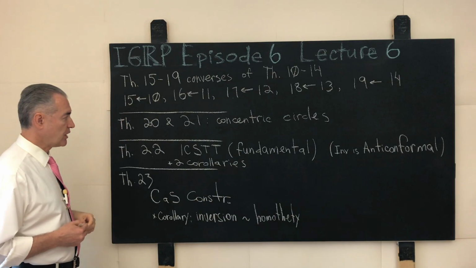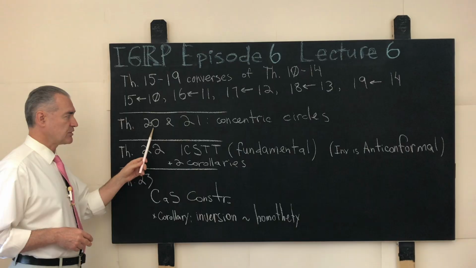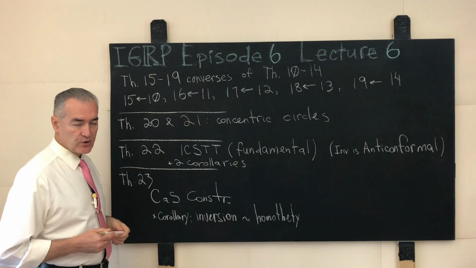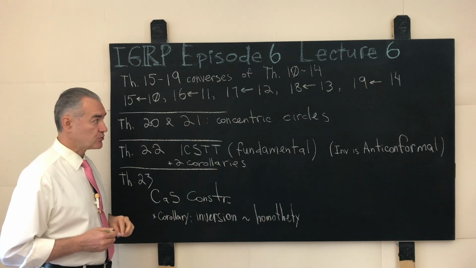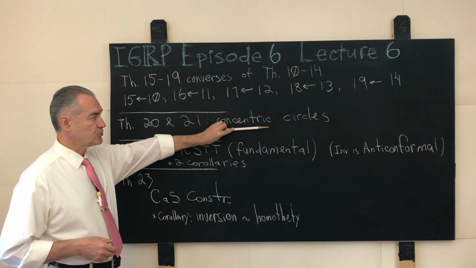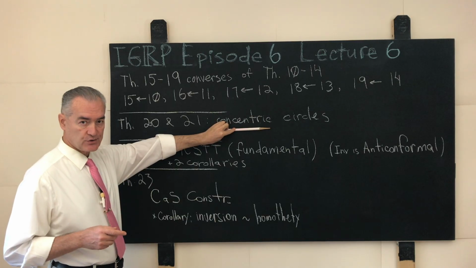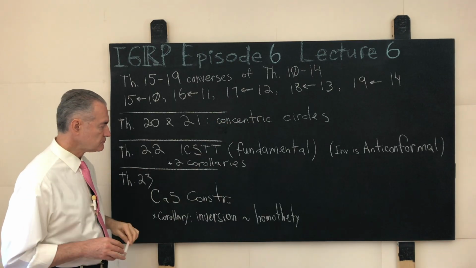Next, we will look at 2 theorems, number 20 and 21, which will study how inversion of the real plane with respect to a circle acts on circles that are concentric with the circle of inversion.